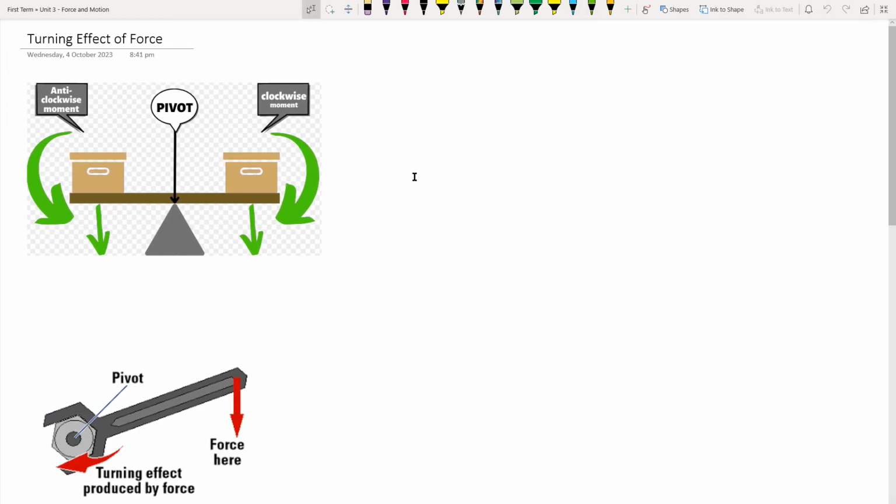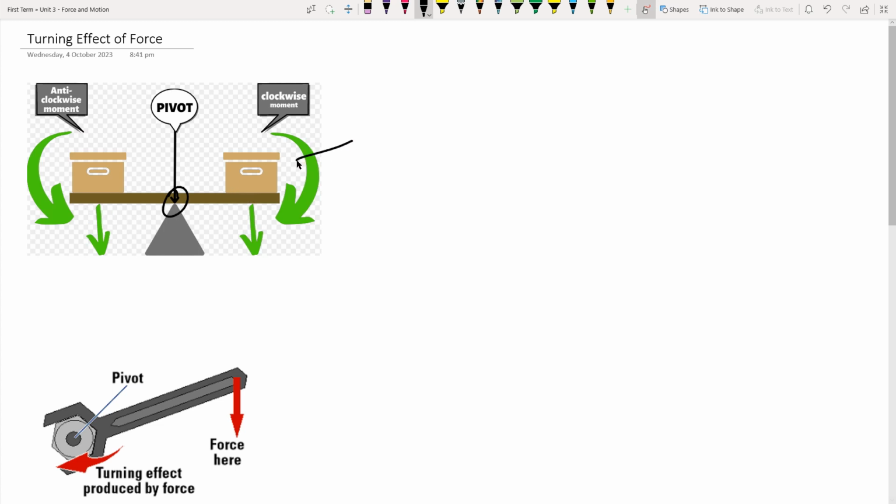Now moving into the last topic of this part 1, which is the turning effect of a force, right? So how a force can help you turn objects, right? So over here I'm going to use this example of a seesaw, right? If this assembly is there, we have a seesaw, right? We have this point called the pivot, where this rod is balanced, right?